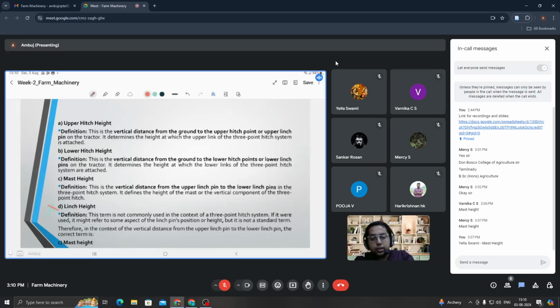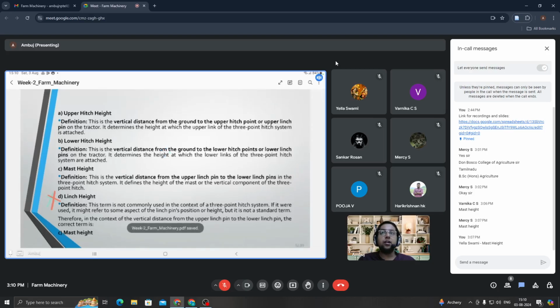I'll just mark it red. Okay, this we can eliminate. The three most important distances were upper hitch height, lower hitch height, and mast height. Particular terms were there.